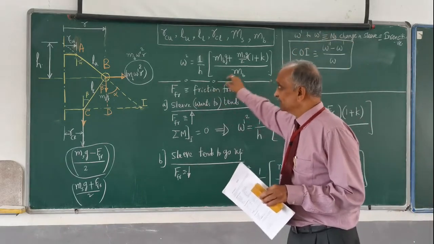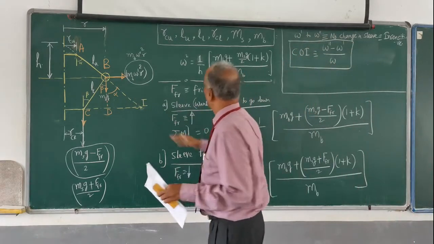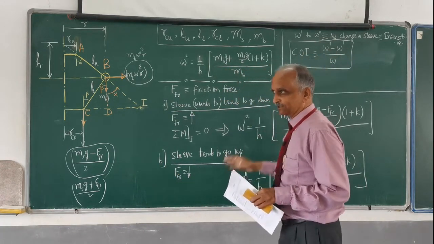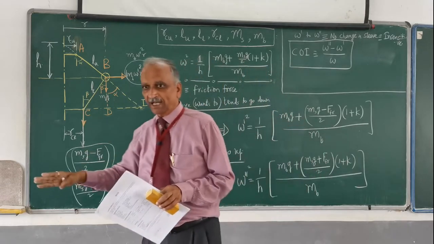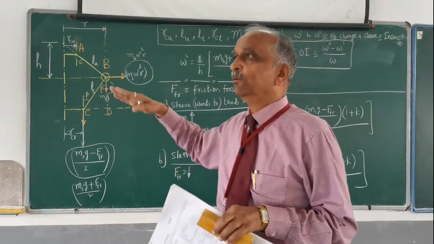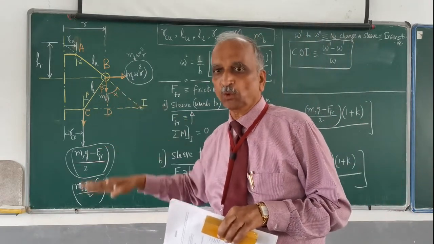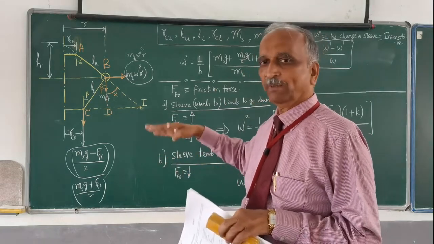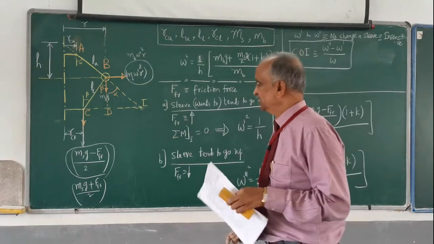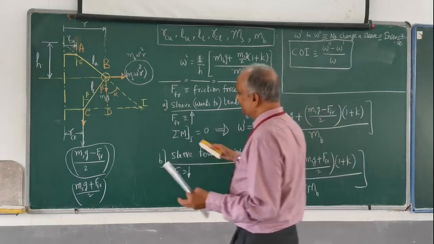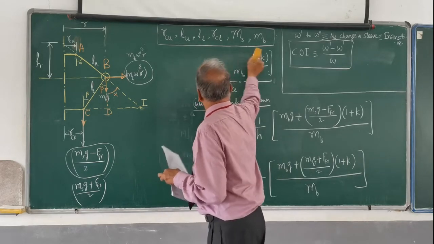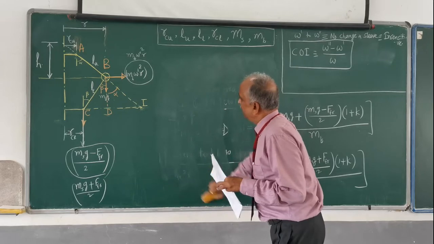So as I said, in the analysis I have shown, omega dash to omega double dash: what is omega dash? Omega dash is the speed of the governor at some position of the sleeve when the governor sleeve tends to go down. Similarly, omega double dash is the maximum speed of the governor at the same position of the sleeve. So please remember, this is true for every position of the sleeve.